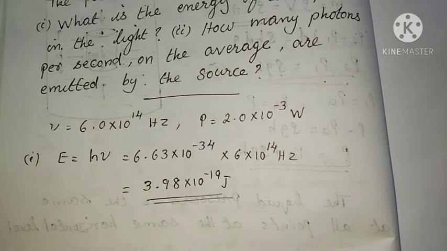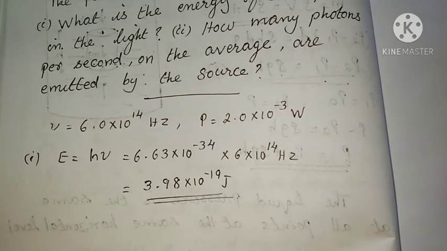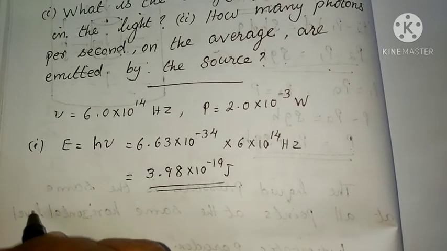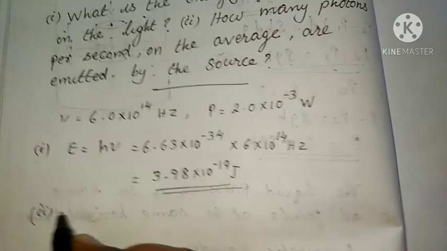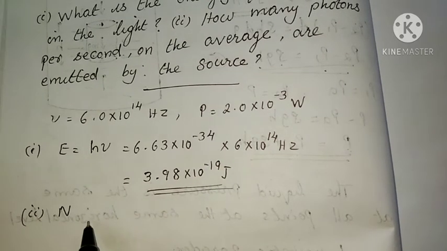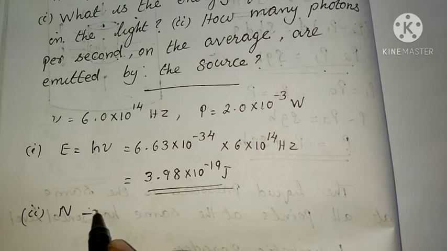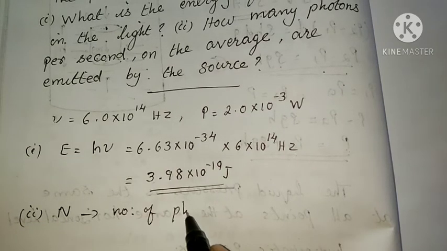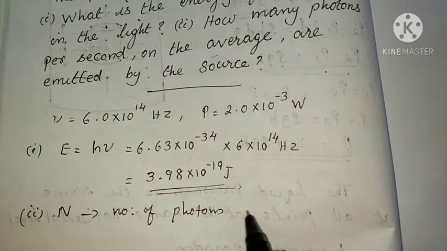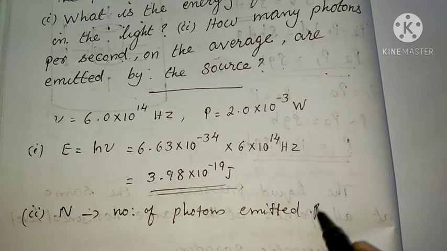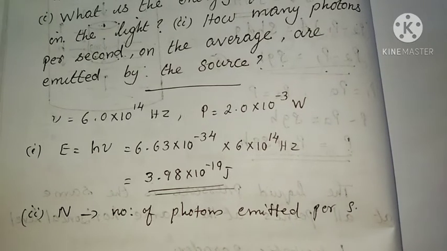Then what do you want to find out? How many photons per second on the average are emitted by the source? So let us take, if N is the number of photons emitted per second by the source. Clear? Number of photons emitted per second.